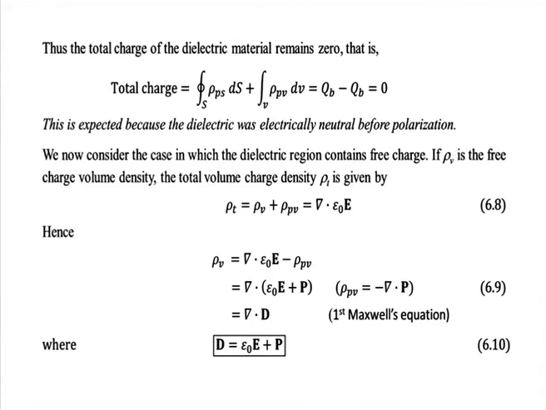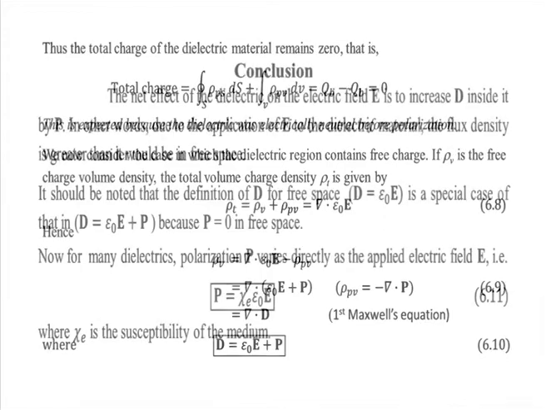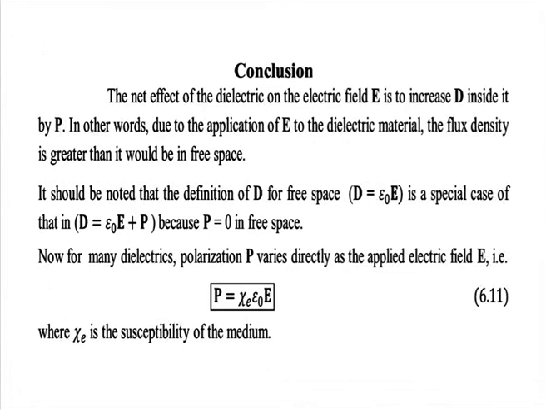We now consider the case in which the dielectric region contains free charge. If rho v is the free charge volume density, then the total volume charge density rho t is given by equation 6.8, and after some manipulations and simplification, we finally get the expression for D, the electric flux density, equal to epsilon naught into E plus P, where P is the polarization. This leads us to the conclusion that the net effect of the dielectric on the electric field E is to increase D inside it by an amount P.